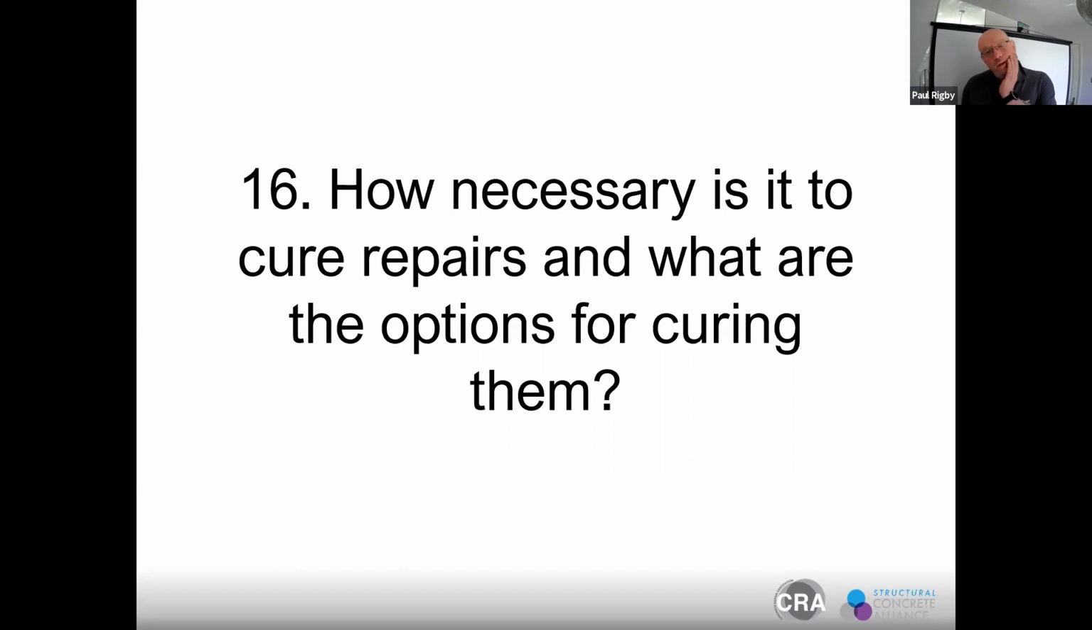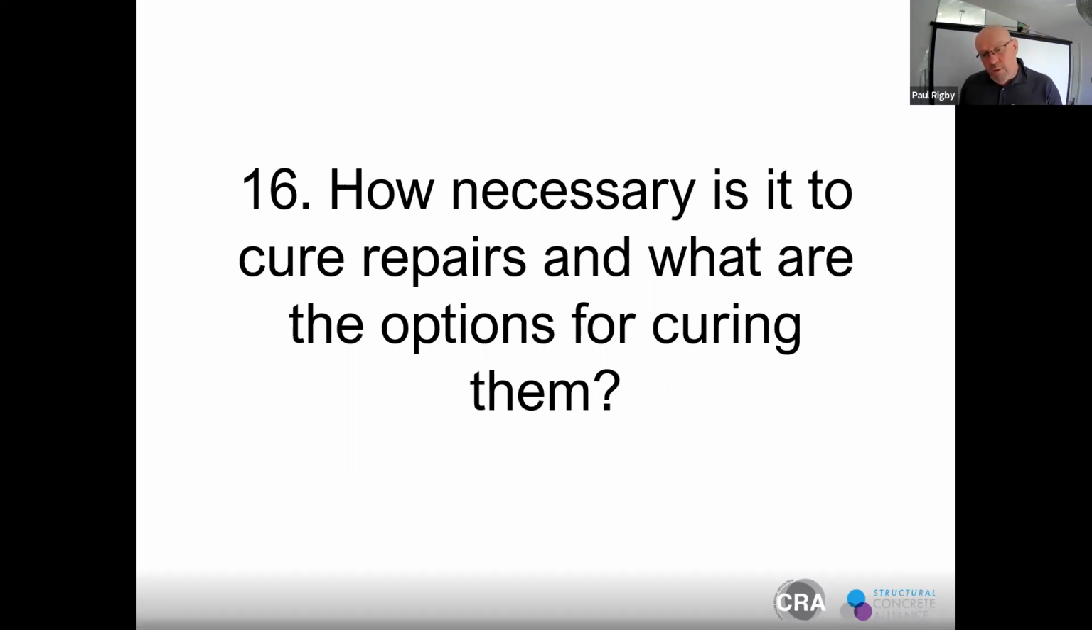Very necessary, really, especially if the materials are cementitious. Obviously, if they're resin based, then you don't need to worry about it. But with cement based materials, you want to keep as much moisture in that repair area as possible. A lot of traditional methods are still used in curing, such as damp hessian and polythene sheeting. It's difficult to keep on a building or a structure, so damp hessian is good.